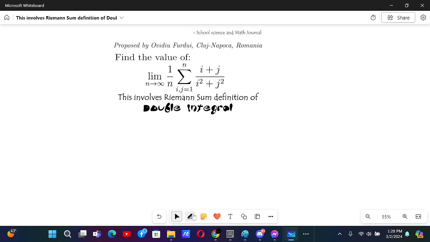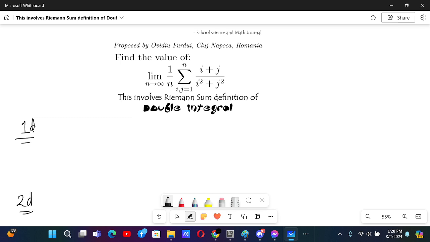This involves the Riemann sum definition of double integral. So we have an infinite sum over here, and this was proposed by Ovidiu Furdui of Romania in a School Science and Maths journal. First of all, let's review the idea of Riemann sum, first for 1D and then for 2D.